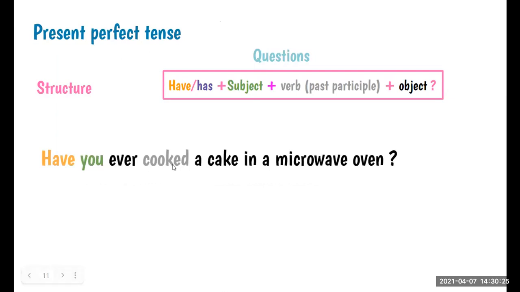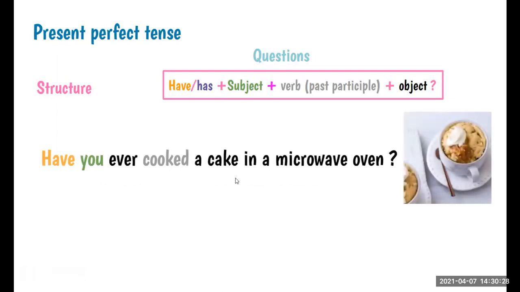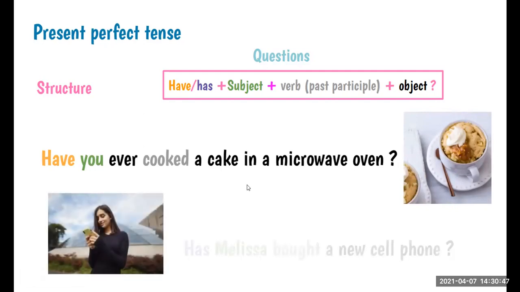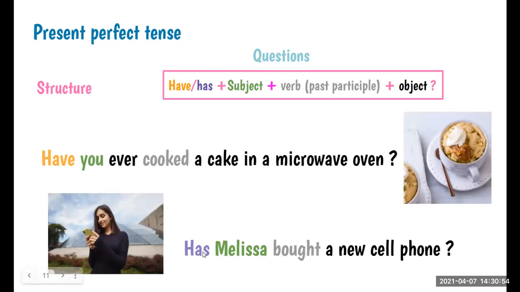Let's see some examples. Have you ever cooked a cake in a microwave oven? Okay, as you can see, we are emphasizing in this sentence, so we use ever. Okay, le está preguntando si alguna vez en su vida lo ha hecho. Okay. Then we have the other one. It says, has Melissa bought a new cell phone? As you can see, we change the auxiliary verb according to the subject. Okay.